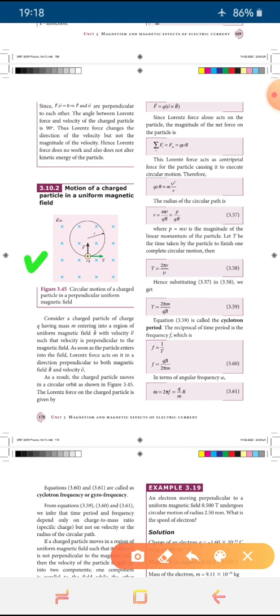So you can mark this as an important question. Also, this question is the homework question for today.